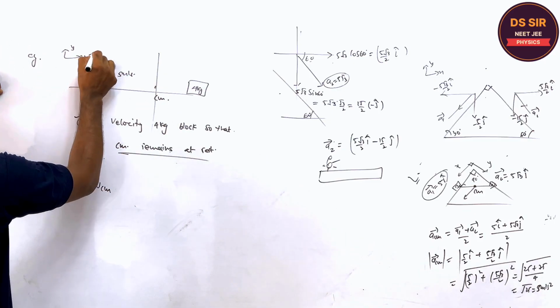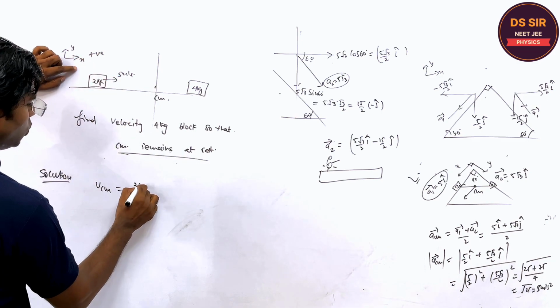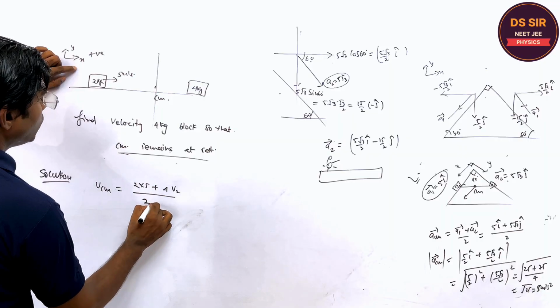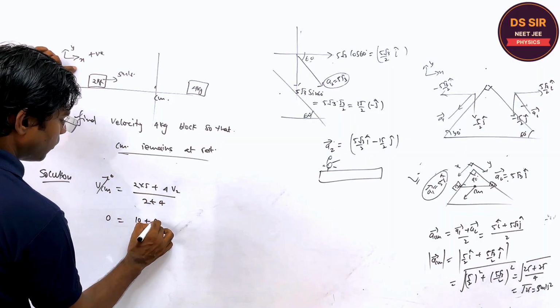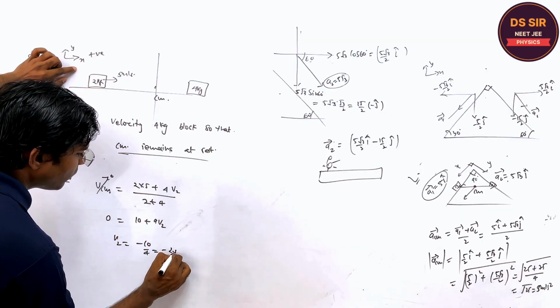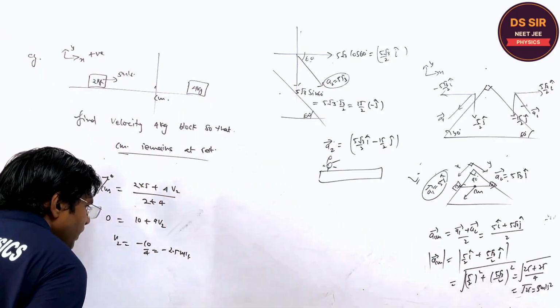Velocity of center of mass, assuming this is the positive direction, is equal to 2 into 5 plus 4 into V2, divided by 2 plus 4, and it is equal to 0. So 0 is equal to 10 plus 4 V2. So V2 is equal to minus 10 upon 4, minus 2.5 meter per second. What does it mean? It has to move in this way.